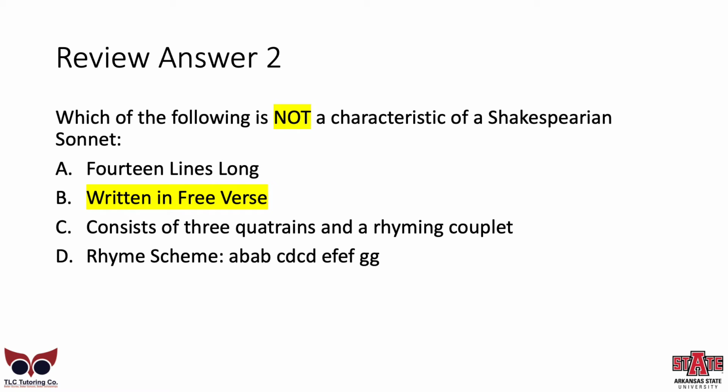Of the options below, the one that is not a characteristic of a Shakespearean sonnet is being written in free verse. You'll remember that Shakespearean sonnets do have a predictable rhyme scheme, which is the opposite of being written in free verse. Shakespearean sonnets are 14 lines long, and they do consist of 3 quatrains with a rhyming couplet.